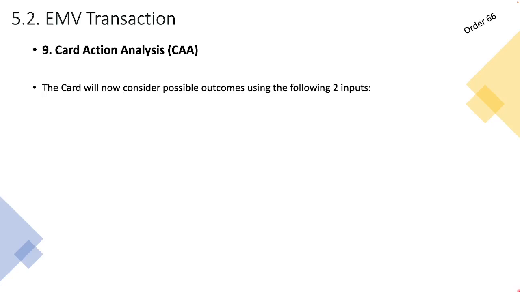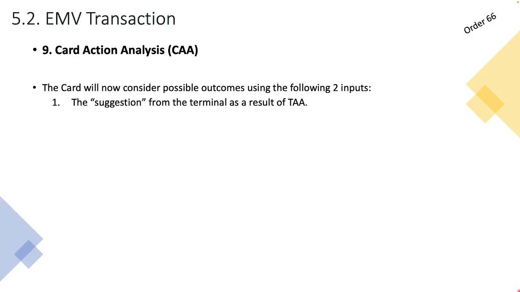The card will now consider possible outcomes using the following two inputs. Input one is the suggestion from the terminal as a result of terminal action analysis. If you recall in the previous video, we spoke about the terminal doing its risk management and then making a suggestion to the card saying, I think we should decline this transaction, or I think we should go online, etc. So the card has to take this into account.